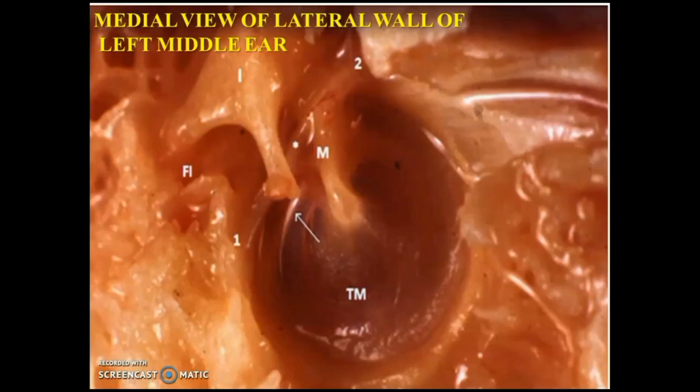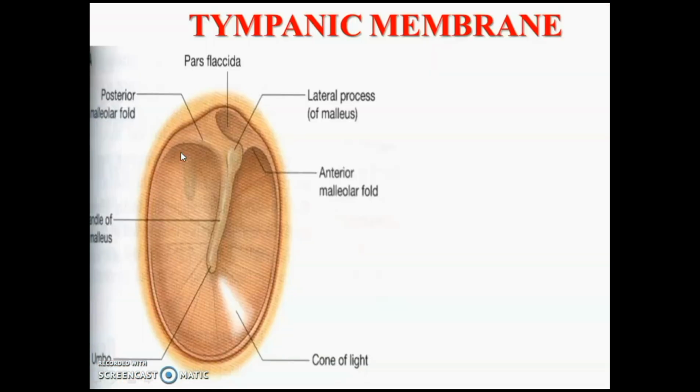Now you are seeing the middle view of the lateral wall of the left middle ear. You can see the arrow is showing the annulus, that is the handle of the malleus, what you are seeing, the umbo, and this is the tympanic ring, that is the incus, and that is the eustachian tube opening, that is the aditus to the mastoid antrum, the fossa incudis, and the short process of the incus you can see there.